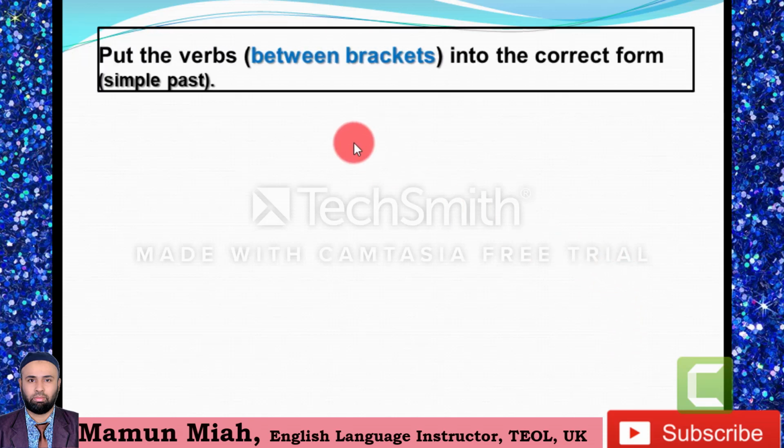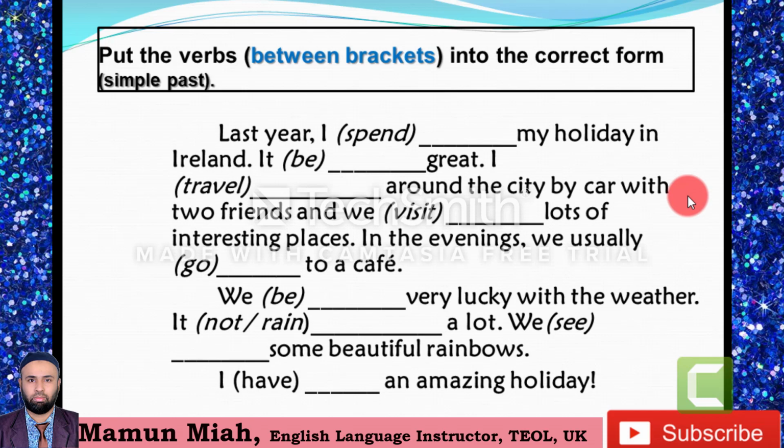Put the verbs between brackets into the correct form, simple past. Now this work will be done by the students, okay? No problem, my dear student. I'll help you, okay? Look, here is a passage. Last year, I spent my holiday in Ireland. It's great.